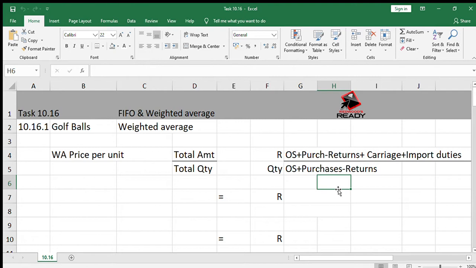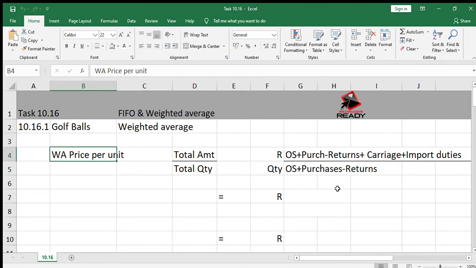Okay, so we have to calculate for the golf balls using the weighted average, the value of the closing stock, the cost of sales, and the gross profit in 10.16.1, which we're going to do now. Okay, so if you look at the table here, there may be some calculations that are required. We'll do them as we're going along.